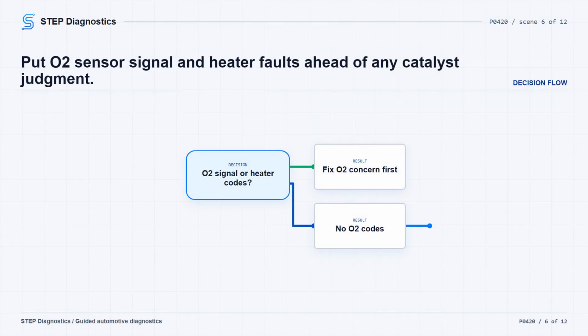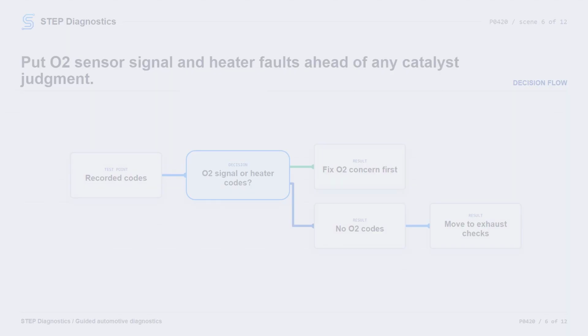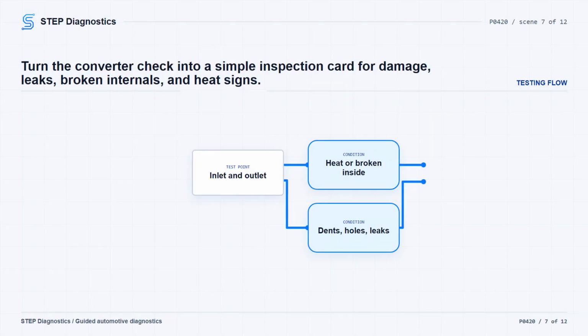Next, look at the codes you recorded. If there are upstream or downstream O2 sensor signal faults or heater circuit faults present, diagnose those O2 sensor concerns first before continuing with P0420. The monitor depends on those sensor signals, so a sensor circuit problem can make the catalyst decision unreliable. If there are no upstream or downstream O2 sensor signal or heater circuit codes present, move on to the catalyst and exhaust checks.